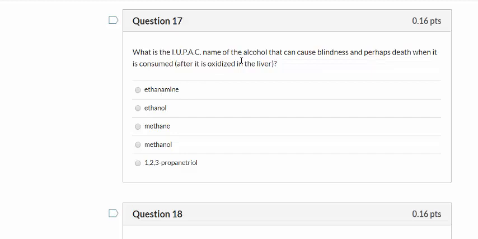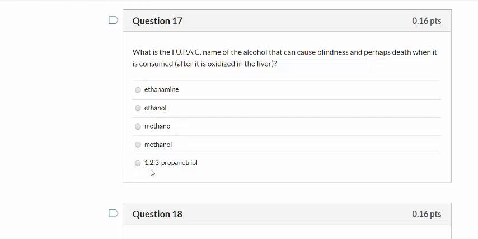The alcohol that can cause blindness. Okay, is it ethanamine? No, an amine is an amine with a nitrogen. It's not an alcohol, so that can be instantly eliminated because it's not an alcohol at all. Ethanol, that's the stuff you do want to drink. That's in your whiskey and beer, wine, etc. Methane, that's an alkane, not an alcohol.